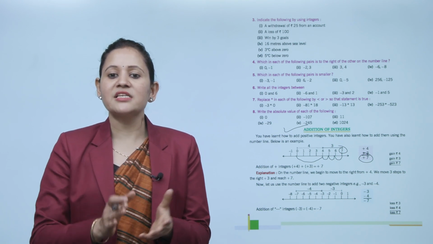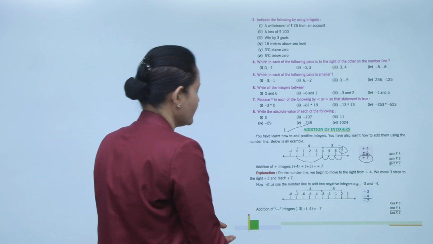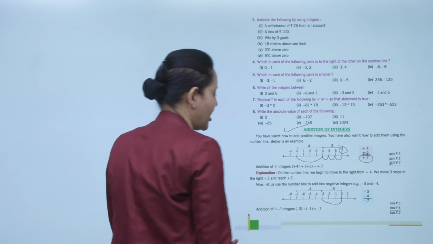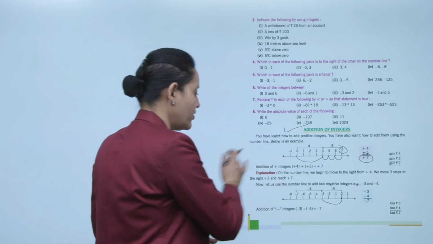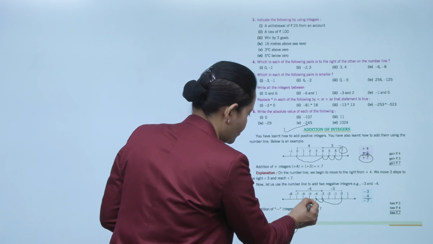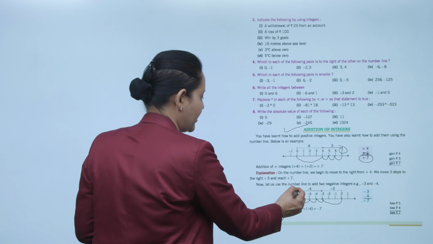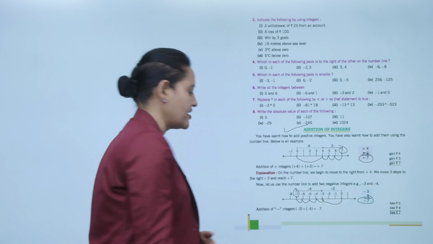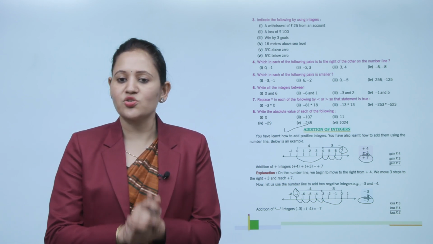For example, -3 and -4. So, here, from 0 we'll go to -3. Now, we have to add -4. So, we'll move 4 steps. 2, 3 and 4. Clear? 4 steps left. So, we'll reach -7. So, the answer is -7. The addition of integers -3 and -4 is equal to -7.